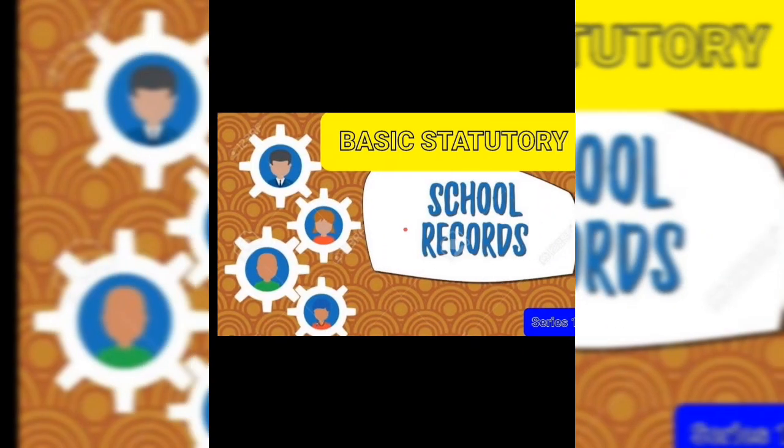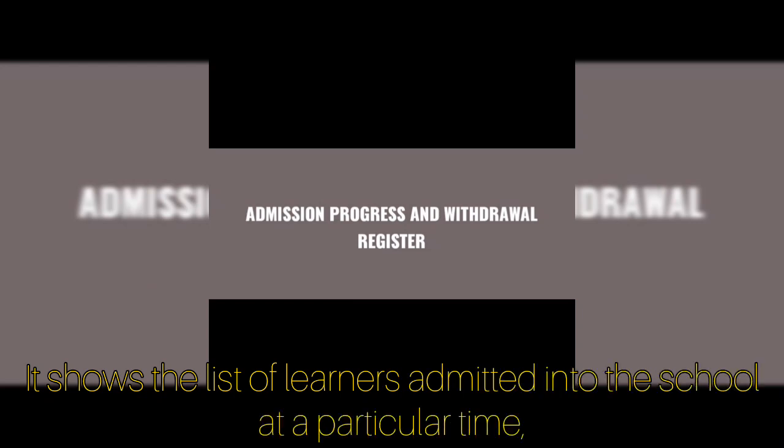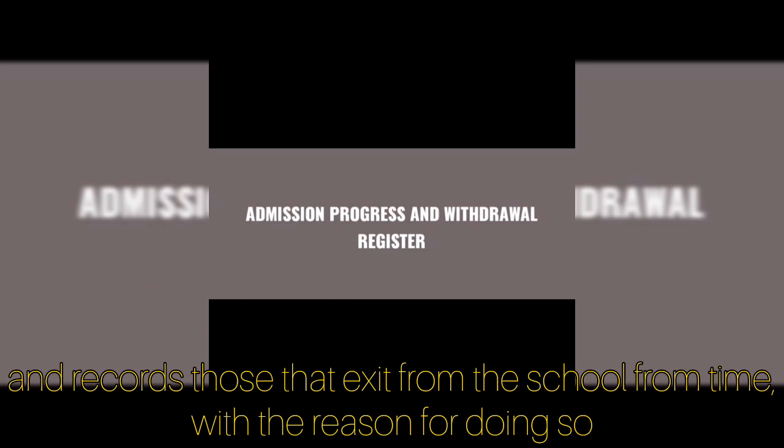And having said that, let's quickly go to what we are actually treating in this series 1, and that is the admission progress and withdrawal register. What is the admission progress and withdrawal register? As the name implies, it's a statutory record that shows the list of learners admitted into the school at a particular time. It also shows the progression of learners on a yearly basis and a record of those that exit from a particular school from time to time, with the reason for doing so. So the reason why learners exit will be documented in this register.